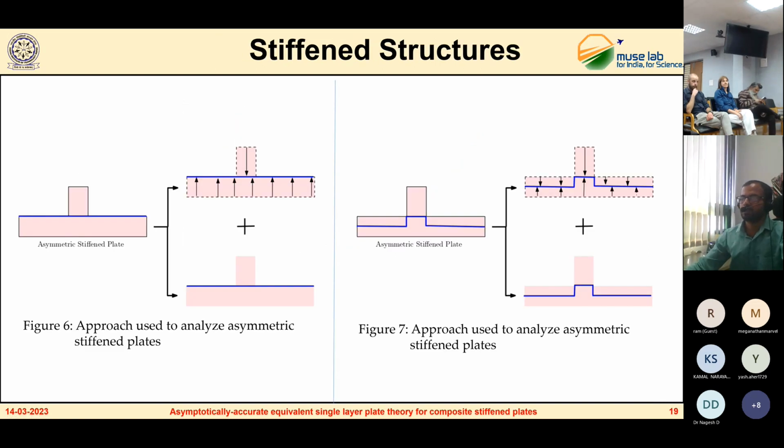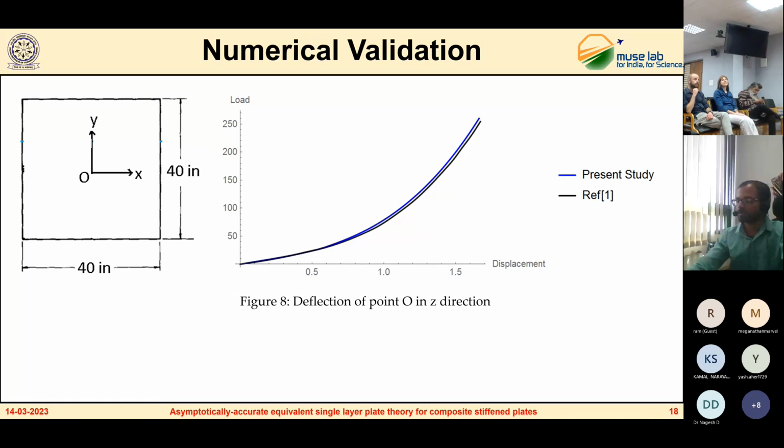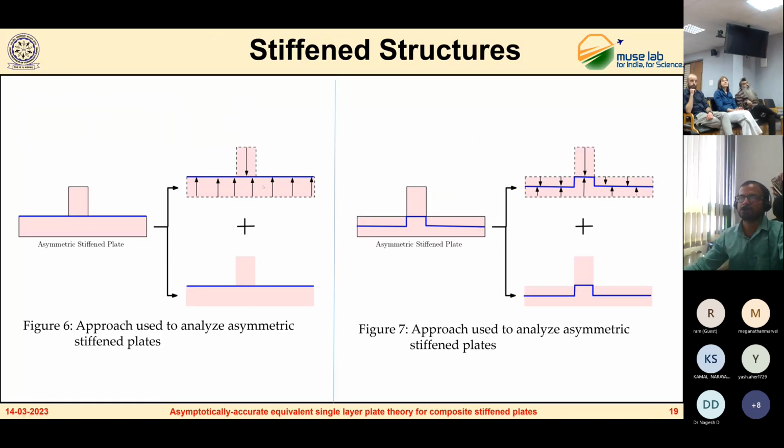Now, this present approach works well for symmetric types of stiffeners, but symmetric stiffeners are of little practical use. So we are trying to extend our work to analyze unsymmetric stiffened panels. Here we are considering two approaches. In the first approach, we shift the reference plane to somewhere other than the mid plane of the plate. In the present model, we have shifted the reference plane to the plane of the plate to which the stiffener is attached, and we have used the present plate model to reduce the dimension of the structure.